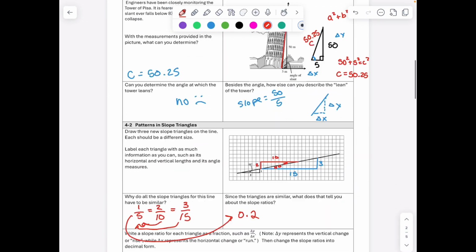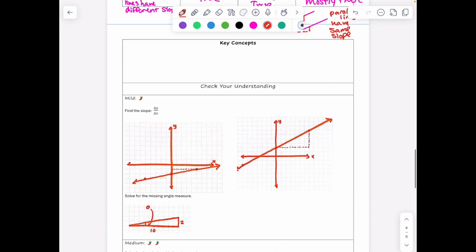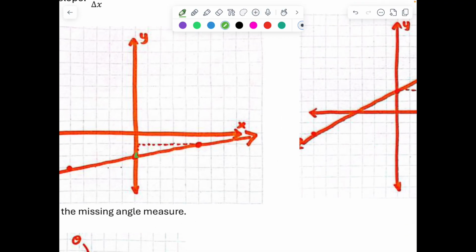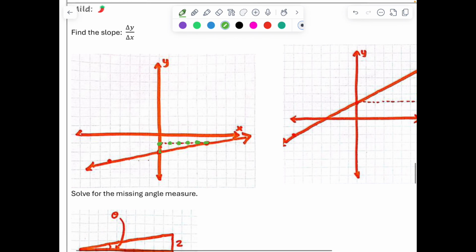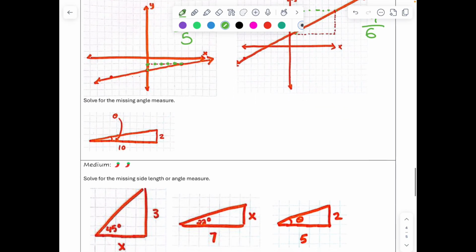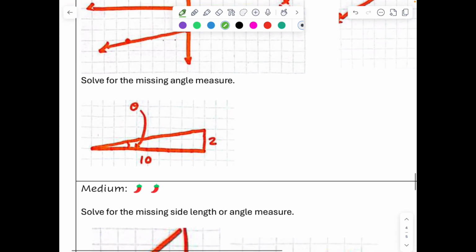Okay. And then just to do some practice problems, finding the slope, looks like we're going up 1 and to the right 1, 2, 3, 4, 5. So slope is 1/5. Here we're going up 1, 2, 3, 4, and to the right 1, 2, 3, 4, 5, 6. So 4/6.